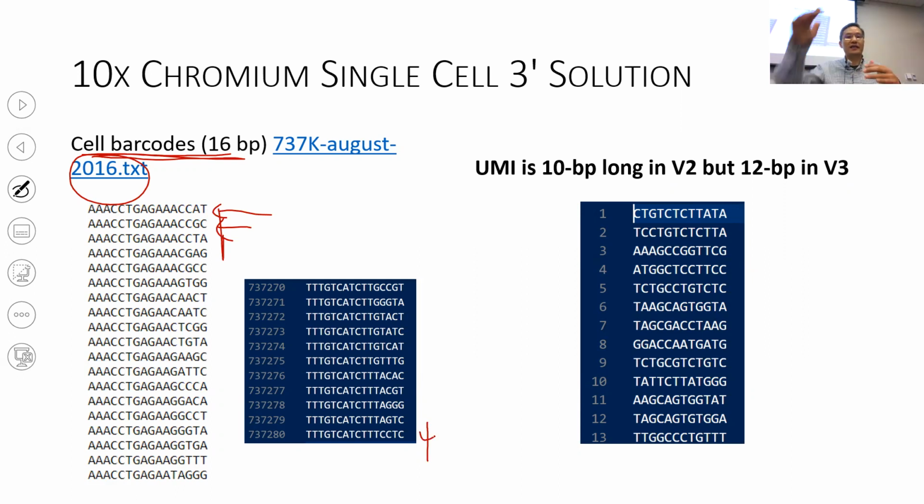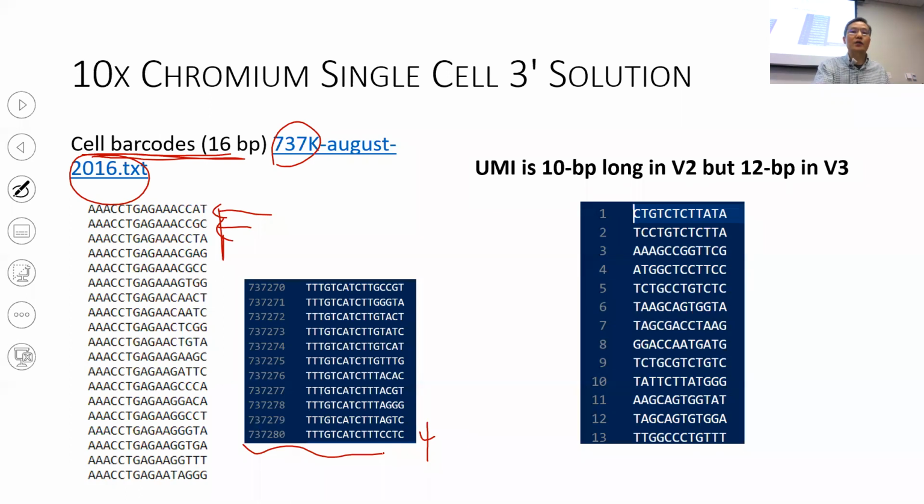So I open this and look at them. There are 737,000 of these. That's enough to tag cells. Normally we target 10,000 cells, so that's more than enough to label every cell uniquely, right?